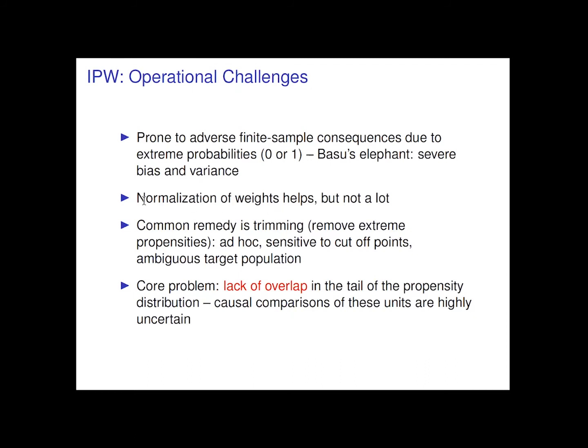So what people do is normalize the weights, basically make them sum to 1. That helps, but it doesn't help too much. So the common remedy in the literature is to trim. If I have extreme propensities, I just cut them. For example, I restrict my propensity to between 0.05 and 0.95, and the problem will go away.